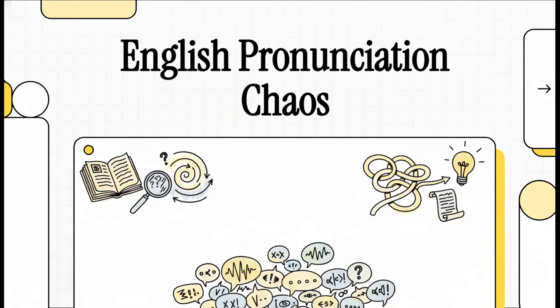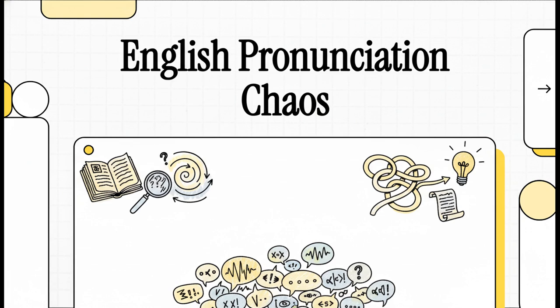Have you ever just looked at a word like through or though or tough and just thought, what is even happening here? Yeah, you're definitely not alone. The English language, it's this beautiful, kind of chaotic mess of spelling and pronunciation rules that, let's be honest, often feel like they make zero sense.